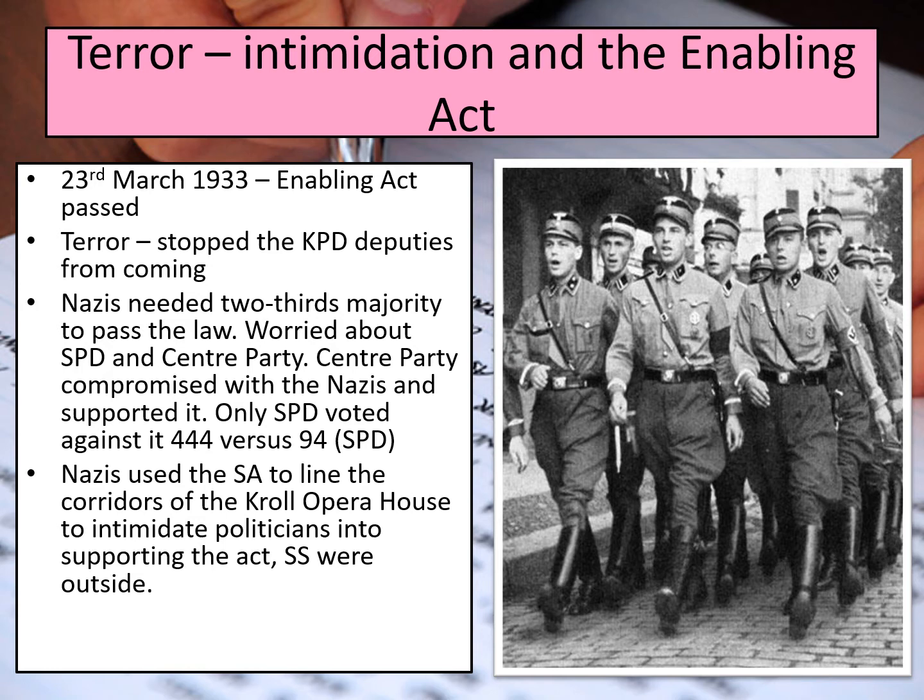They lined the halls of the Kroll Opera House to intimidate those politicians, and obviously that was very effective, because 444 voted in favour of it and only 94 voted against it. So they were crucial in helping get the Enabling Act passed in March 1933.